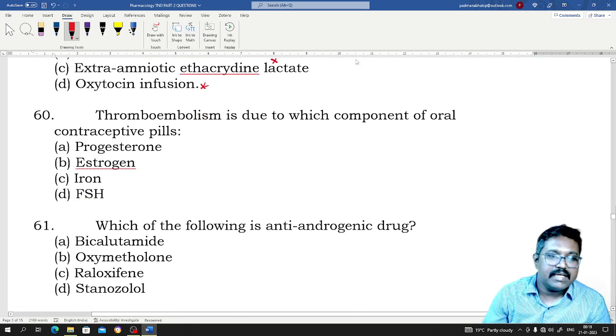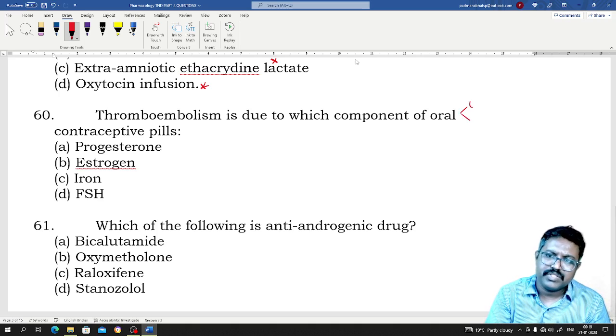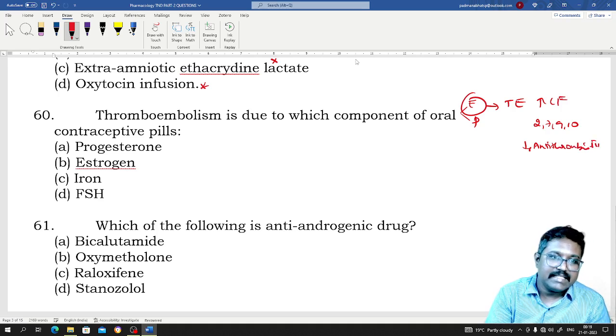Next, moving on to the 60th MCQ, that is thromboembolism is due to which component in the oral contraceptive pills. The major culprit of thromboembolism in the oral contraceptive pill is that you have estrogen and progesterone. It is the estrogen which is going to cause thromboembolism because it is going to increase the clotting factors like 2, 7, 9 and 10, and it decreases the antithrombin 3 levels. So here the answer will be estrogen.